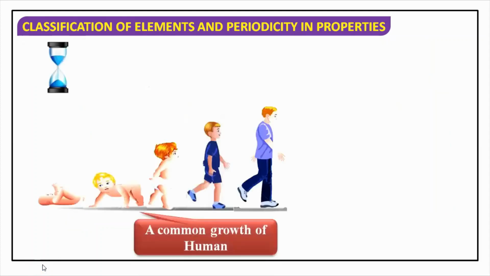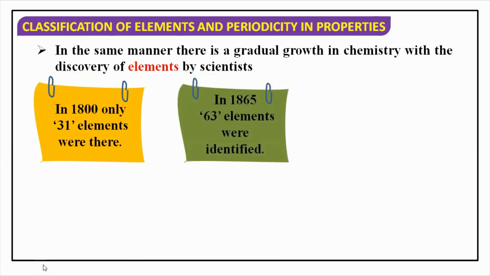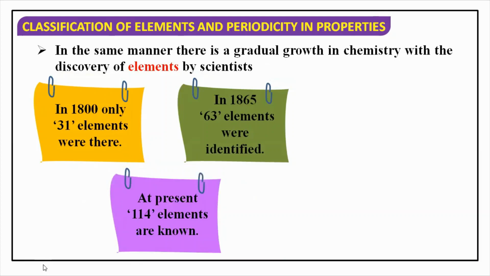Like the common growth of humans, in the same manner, there is a gradual growth in chemistry with the discovery of elements. As we keep on knowing the elements, we can gradually understand how the elements behave. In the 1800s, only 31 elements were discovered. Then after 65 years, we were able to identify 63 elements. And at present, we have 114 elements known.